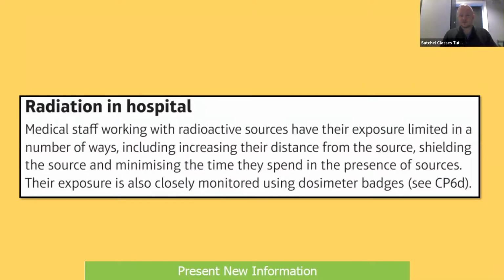In hospitals, medical staff working with radioactive sources have their exposure limited in a number of ways, including increasing their distance from the source, shielding the source, and minimizing the time they spend in the presence of sources. Their exposure is also closely monitored using dosimeter badges.